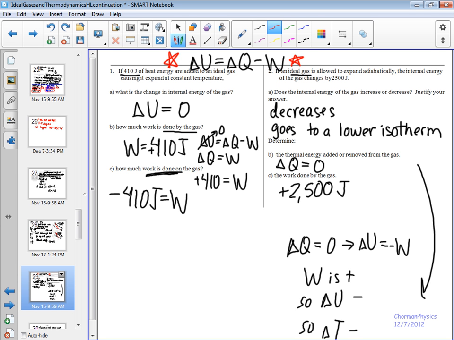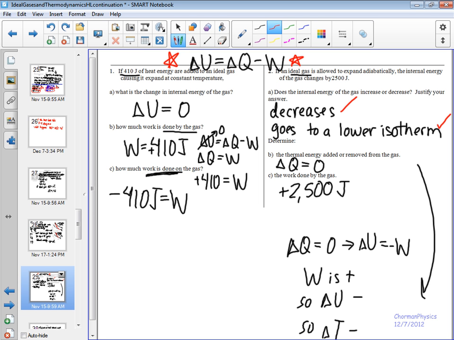If an ideal gas is allowed to expand adiabatically, the internal energy of the gas changes by 2,500 joules. The question then is, does the internal energy of the gas increase or decrease? Well, with the expansion, we had said before that the temperature must be decreasing, since negative work is directly proportional to the change in temperature. Expansion tells us it's positive work, so we must have a negative delta T. With negative delta T, we have a decrease in temperature, dropping to that lower isotherm. Go to the graphs on the previous page for that.